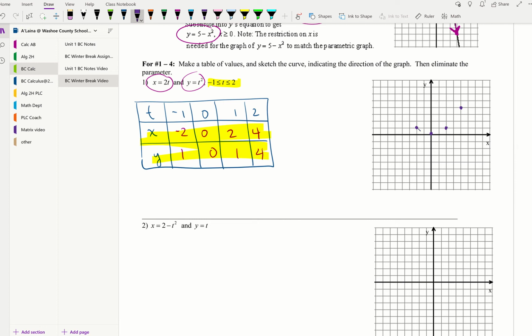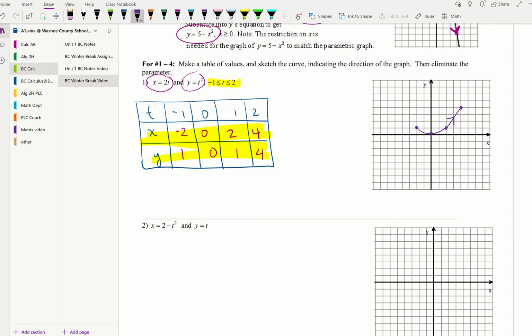And so what this looks like, remember this one has only, the domain is totally restricted here. Looks like that. And the direction, if I go from the smaller inputs to the larger, is something like this. The last thing they want me to do is eliminate the parameter, which essentially means write an equation that has the variables x and y and not t.